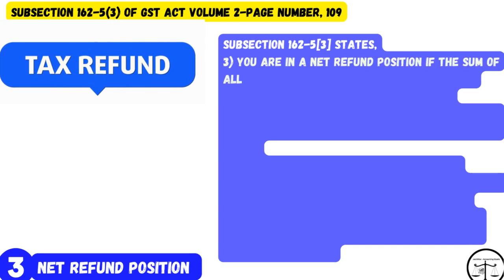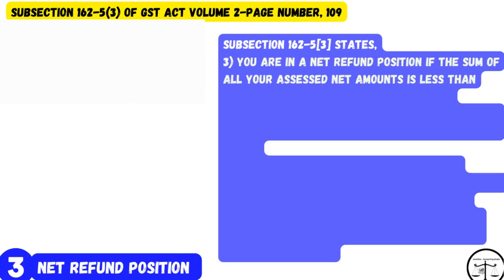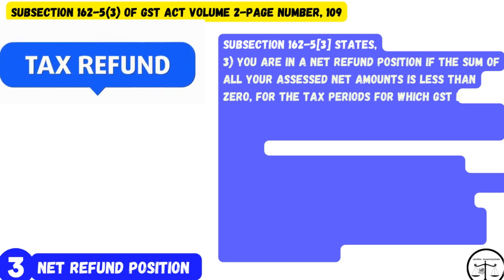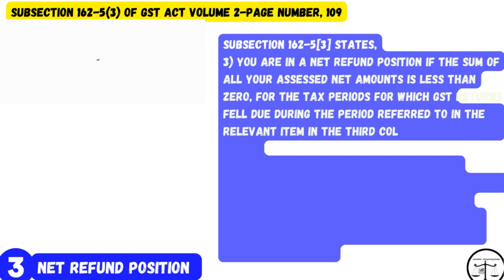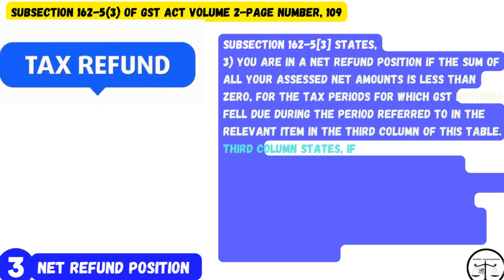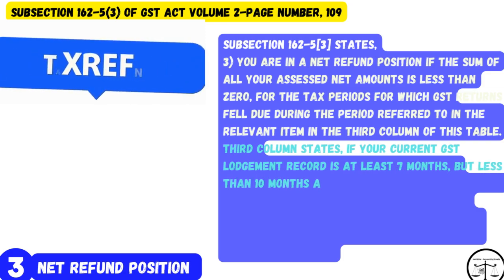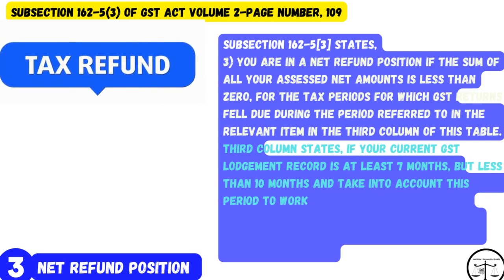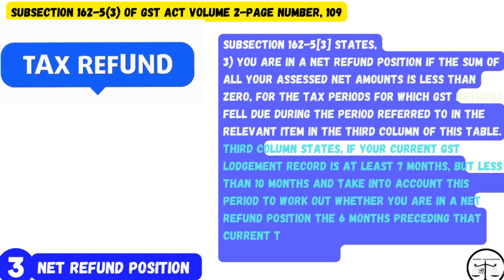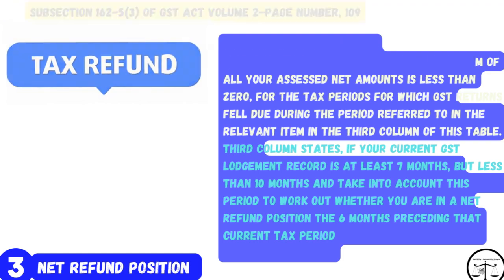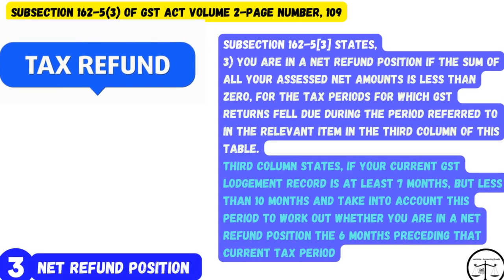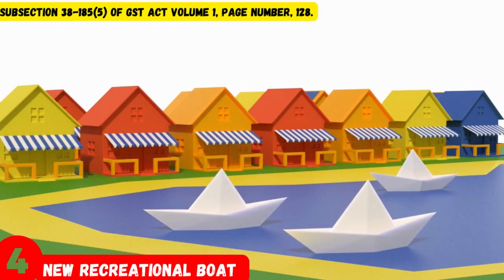Subsection 162-5(3) states: 3. You are in a net refund position if the sum of all your assessed net amounts is less than 0, for the tax periods for which GST returns fell due during the period referred to in the relevant item in the third column of this table. Third column states, if your current GST lodgement record is at least 7 months, but less than 10 months, take into account this period to work out whether you are in a net refund position: the 6 months preceding that current tax period. Next word.